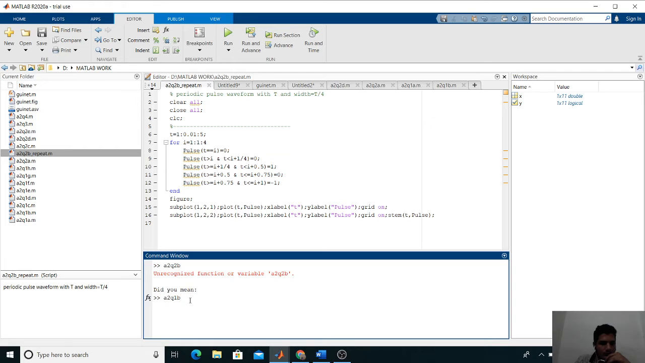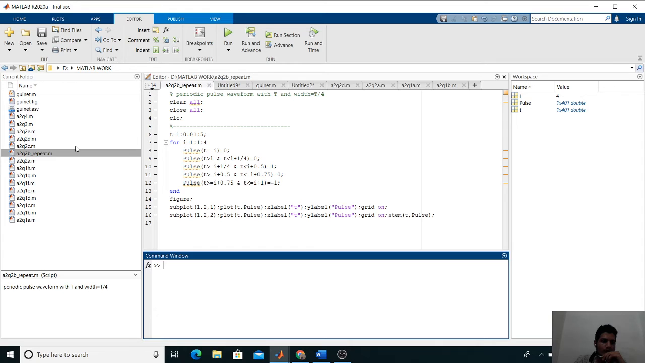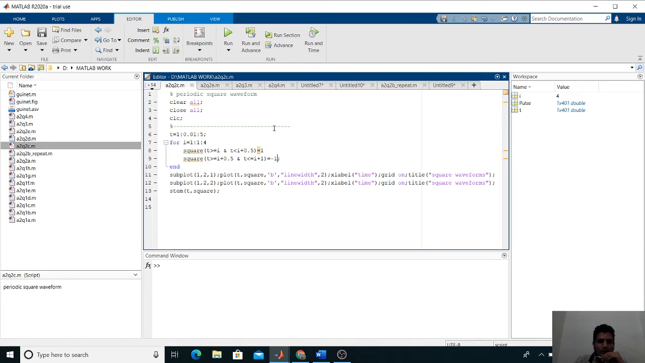So I have not written it properly. Q2 T underscore repeat. You can see this is coming. Why is it coming discrete like this? Because I am not done stepping in this case. We can also do it in this case to look clear. Then the C part is for that.